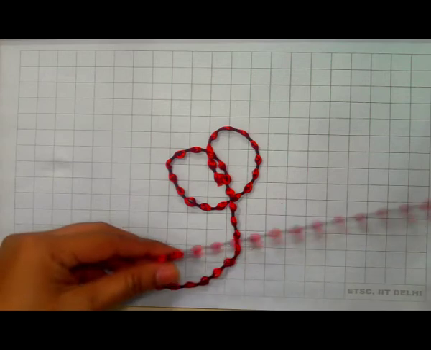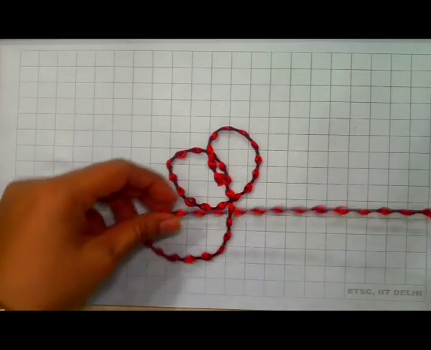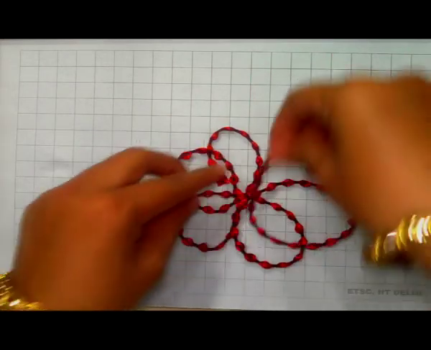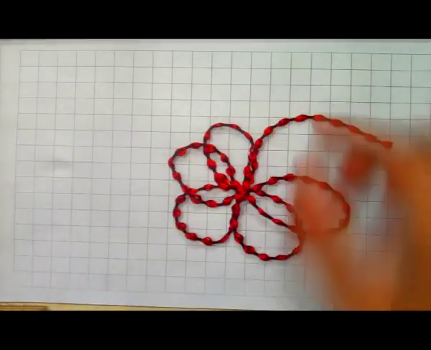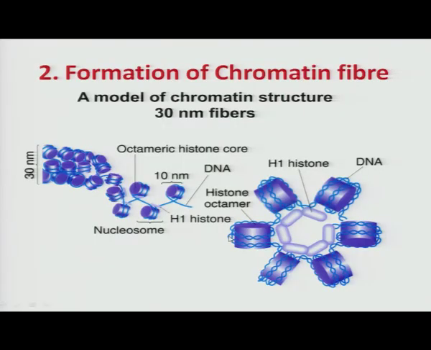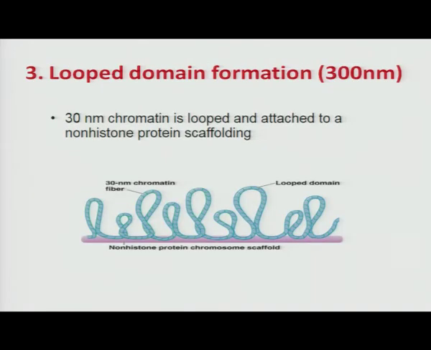So, you can see the length of the DNA is still very large. So, it gets coiled like this to form the 30 nanometer chromatin fiber, that is the second level of DNA packaging. Next to this chromatin fiber, with the help of some non-histone protein which is called scaffold protein, it gets more condensed to form the 300 nanometer fiber.